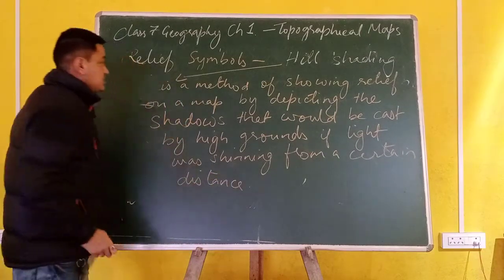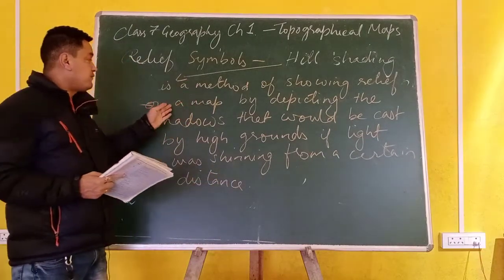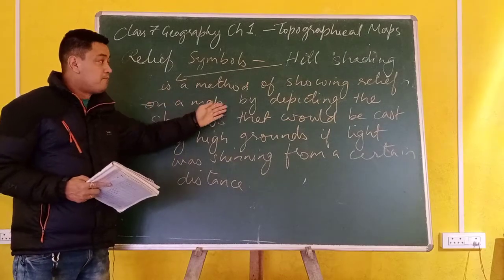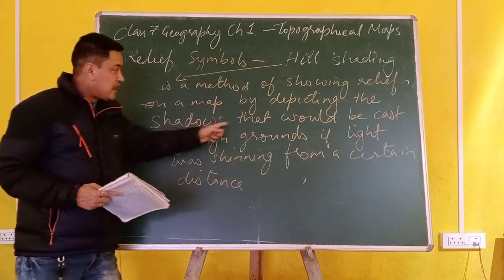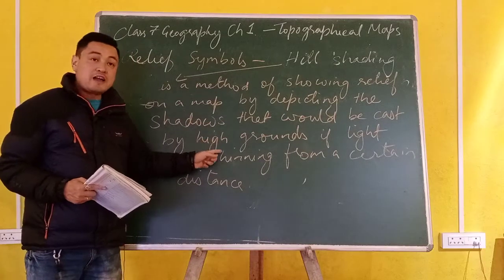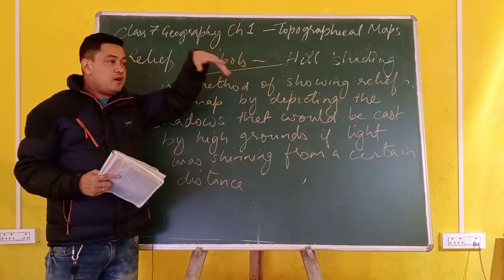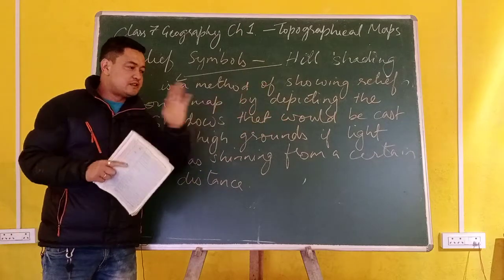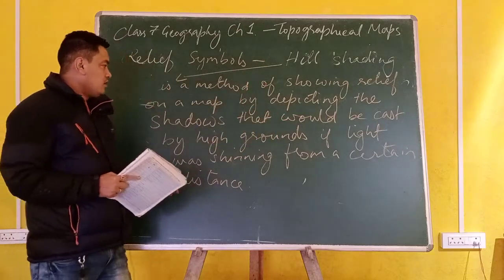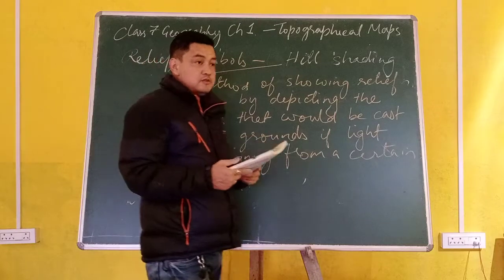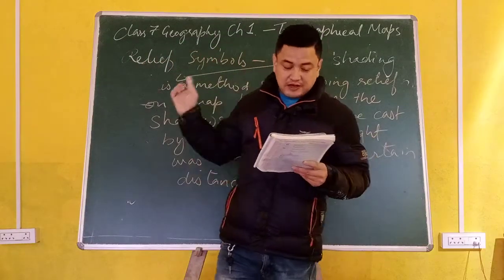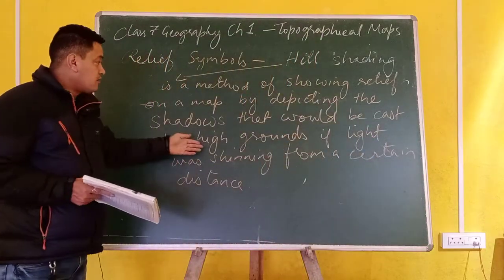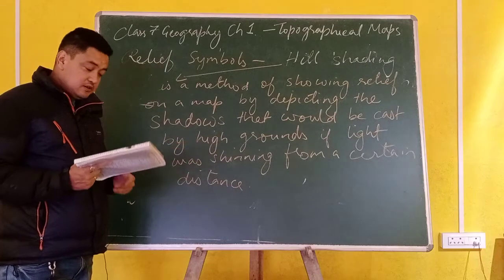Now what is hill shading? It is a method of showing or representing relief or physical features on the map by showing the shadow that would be cast by high ground. If the mountains are high, they cast a shadow because the light is falling on the mountains. So this is known as hill shading.